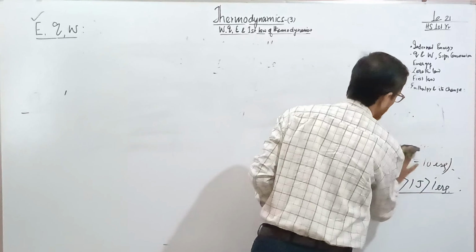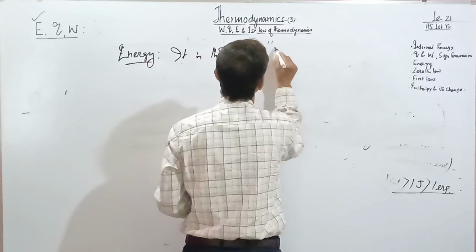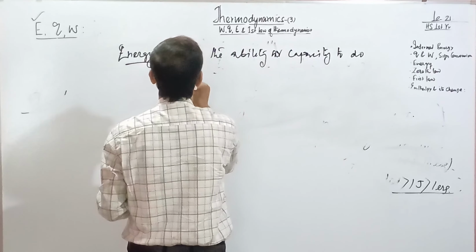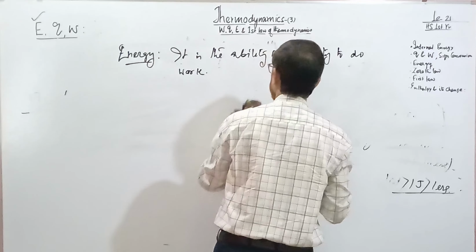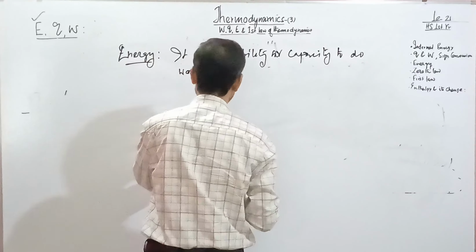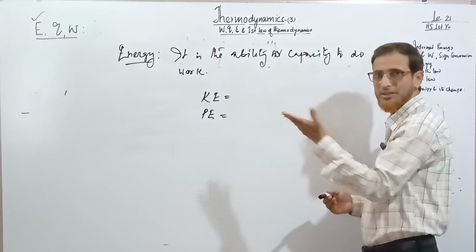Now forget about internal energy. What is energy actually? So now what is energy? Actually internal energy I have already defined. Now what actually is energy? Energy is nothing but ability or capacity. Capacity to do work is called energy. Now there are different types of energy, already I have mentioned it. So especially there are two types of energy. I will define a bit also, you will get it in a different chapter, kinetic energy.